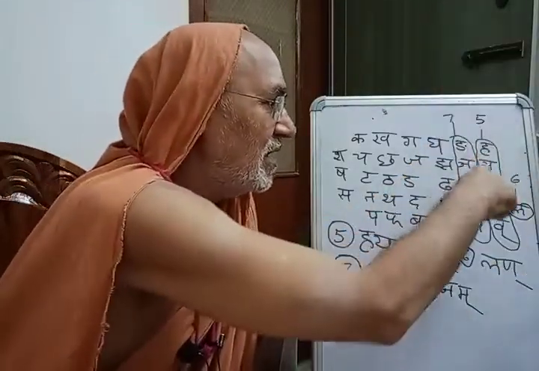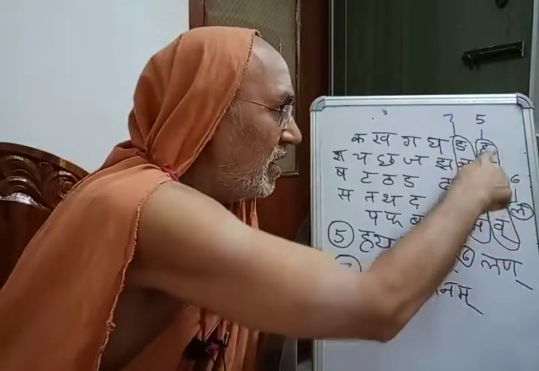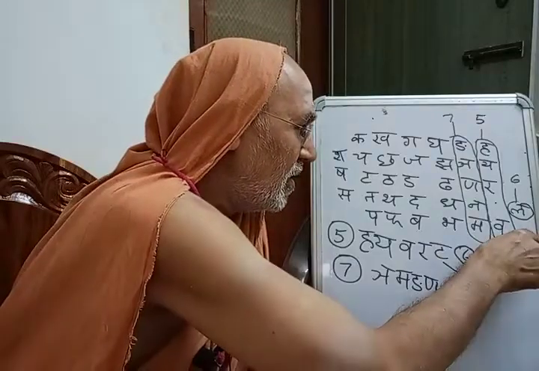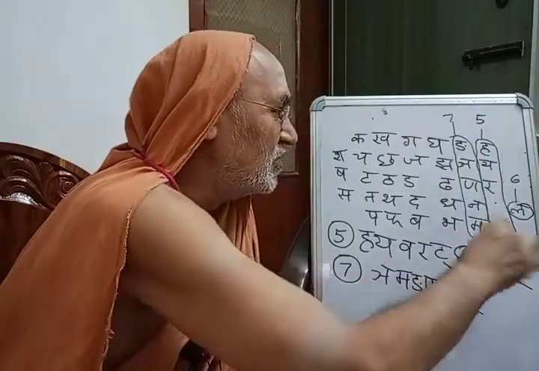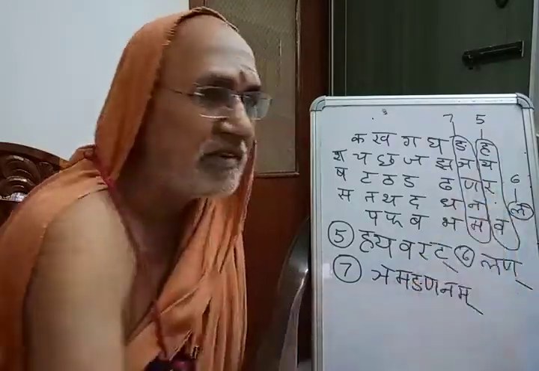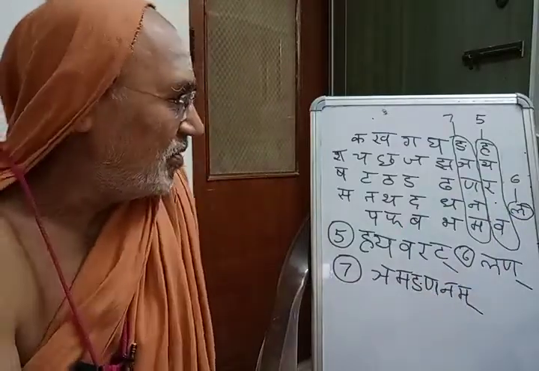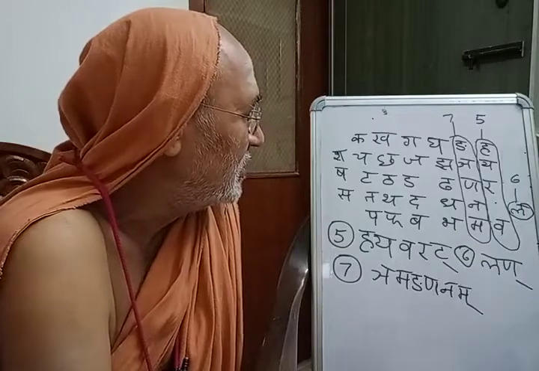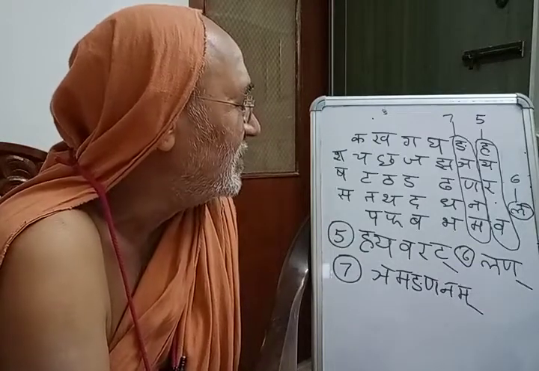Hayavarat. He changed the order. After va, ra comes. Hayavarat. Lan is one separate sutra. 7th sutra is over. Now the 8th sutra. Hayavarat lan Nyamangananam jabhai.